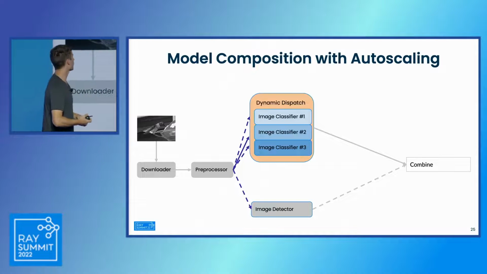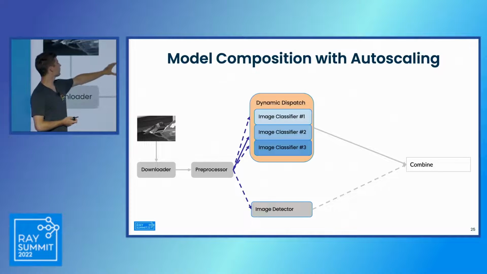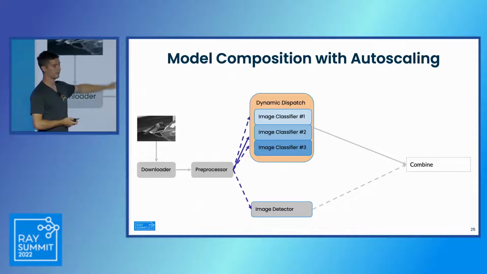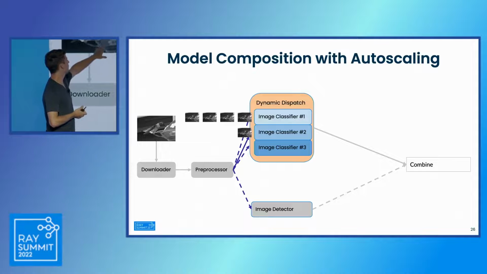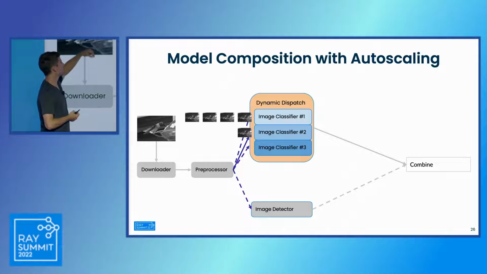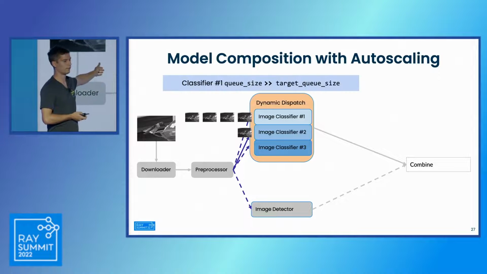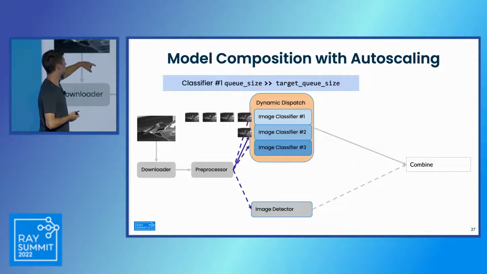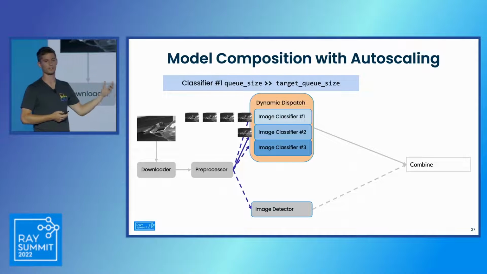So let's see how this might work for the example that I've been using throughout the talk. So let's focus in on this image classifier. You can imagine that maybe based on the user request pattern, we're sending a lot more images to classifier number 1. So in this case, classifier number 1 is overloaded. There's a long queue built up, which means latency is high, and response times are long. So in this case, RayServe would see that the queue size for the classifier number 1 is obviously much longer than the target. We want to keep these queues short so that we can keep response times down.